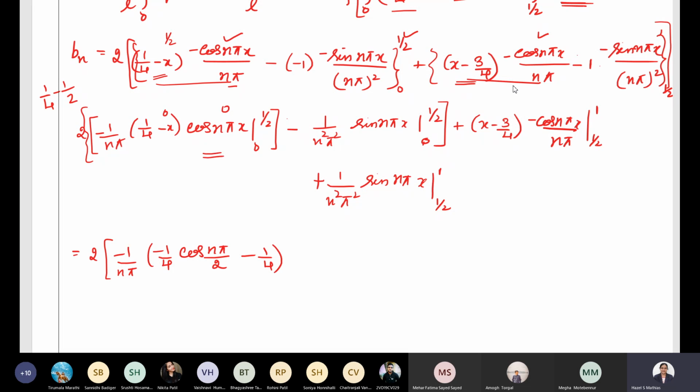Now second part: minus 1 by n square pi square. You put the upper limit for this. So what do we get? Sin n pi by 2. Lower limit sin 0 is however 0. So we are done with this one.